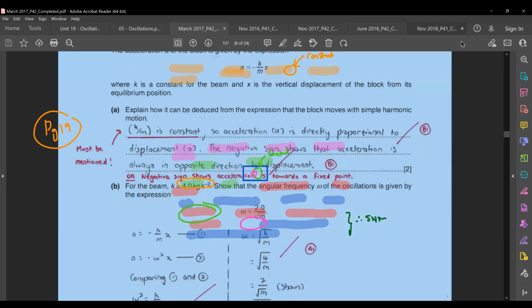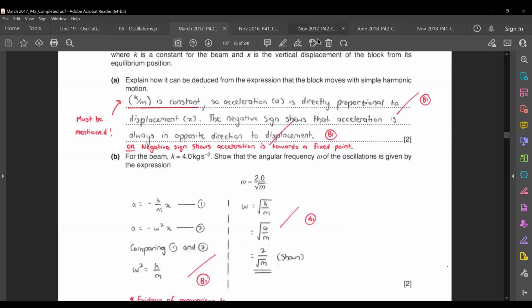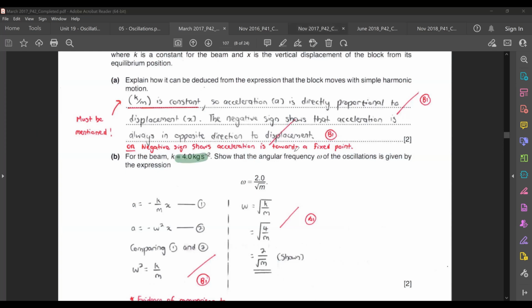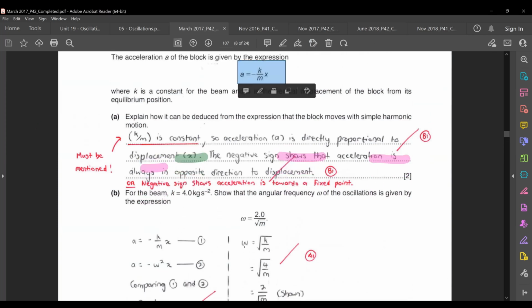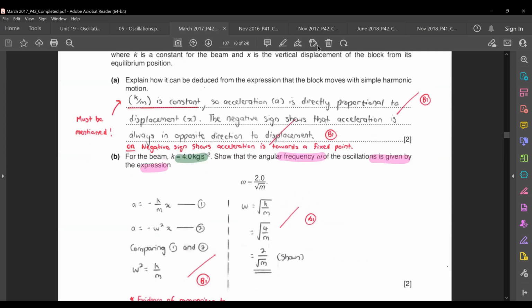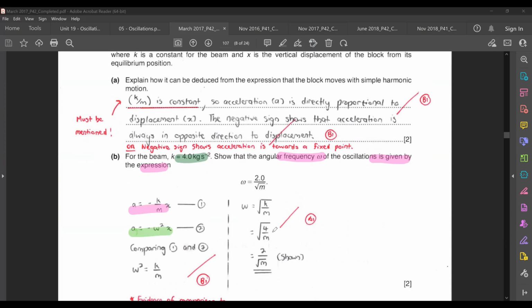All right, then in part B, for the beam, K is 4 kg per second square. Show that the angular frequency omega of the oscillations is given by this expression. All you need to do is that since they've given you an equation to describe the motion, compare it with the simple harmonic motion equation. So you compare this first equation with the second equation. After comparison, omega square is equal to K over M, such that omega is square root K over M. Then you substitute your value of K is 4, and when you square root it, it becomes 2 over square root M. So this one is shown. Okay.